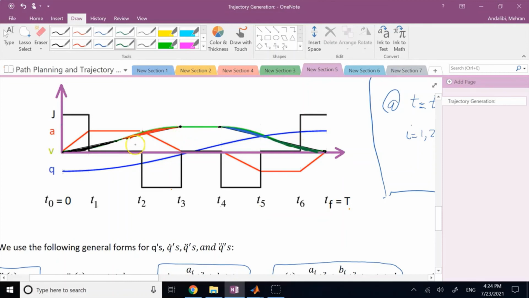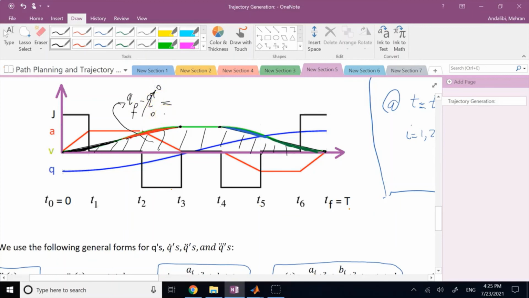So the area under this trapezoid is the exact same thing as the area under the actual velocity, v. And what is this area? Well, the area here, which is, as I said, the area under velocity, is equal to q final minus q initial. By the way, your q initial here, I assume 0, but you can choose it to be non-zero.